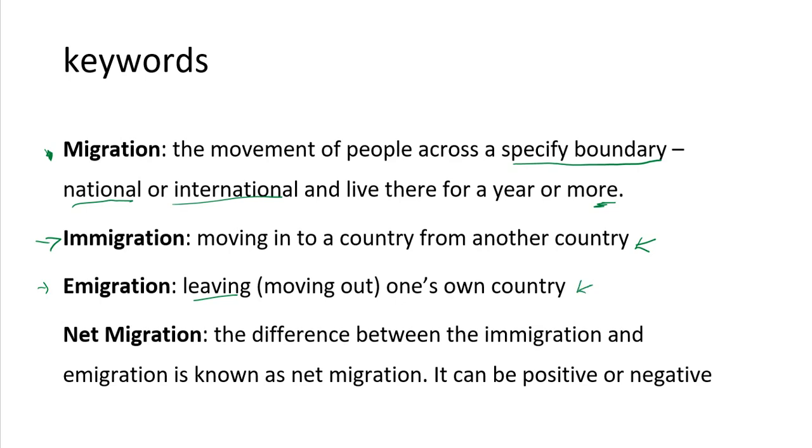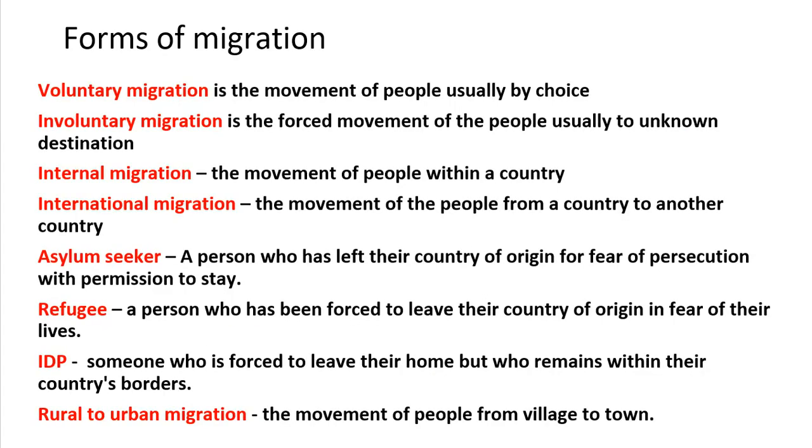The net migration is the difference between immigration and emigration. It can be both positive and negative. Net migration is usually equal to immigration minus emigration. So if immigration is higher than emigration, you have a positive value. But if immigration is lower than emigration, you definitely have a negative value.